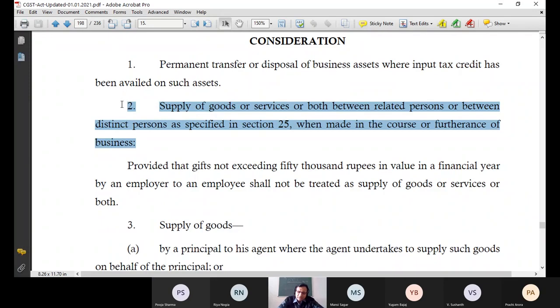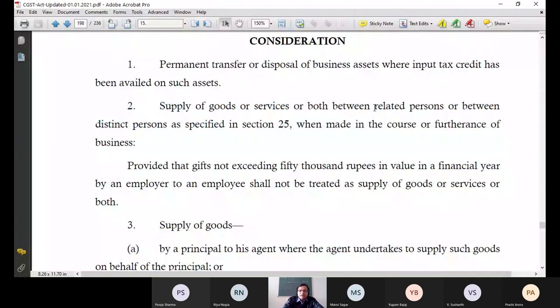So let me simplify this second point for you. But before simplifying the second point for you, can you tell me what do you mean by related person? Anyone who can unmute and reply. What do you mean by related persons, or how will we check related person? From where we will check? Can anyone tell me this? Related persons.